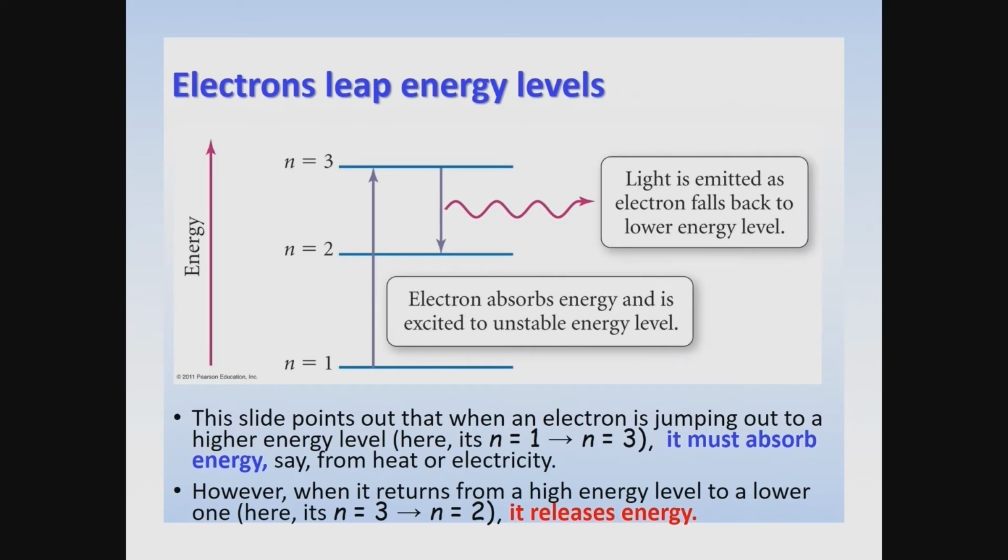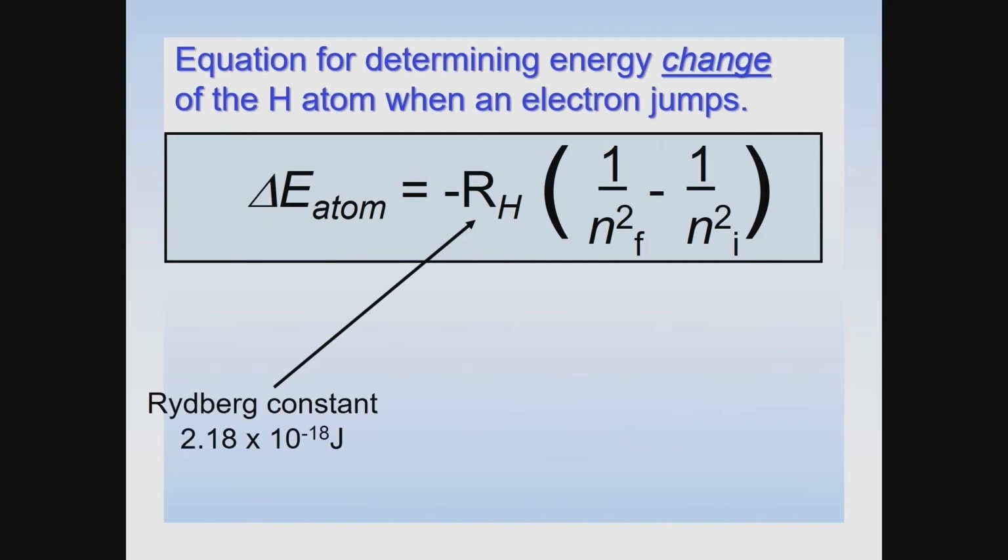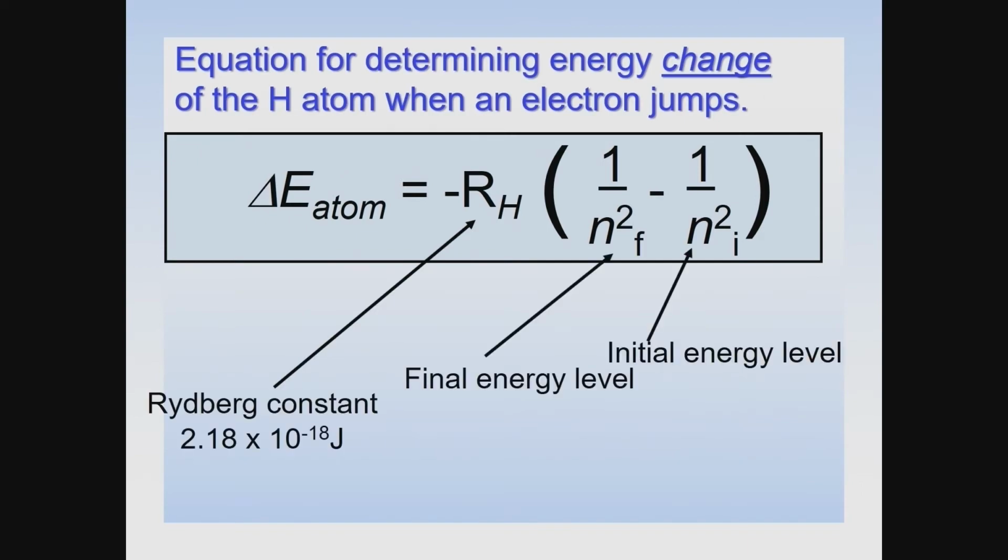Okay. You're going to have to do problems where you calculate the energy change of the electron or the atom when an electron moves between energy levels, and I have an equation that will allow you to do that. To use this equation, you will need the Rydberg constant, which will be on your test or on some kind of help sheet that you have. The value of the Rydberg constant is 2.18 times 10 to the negative 18 joules.